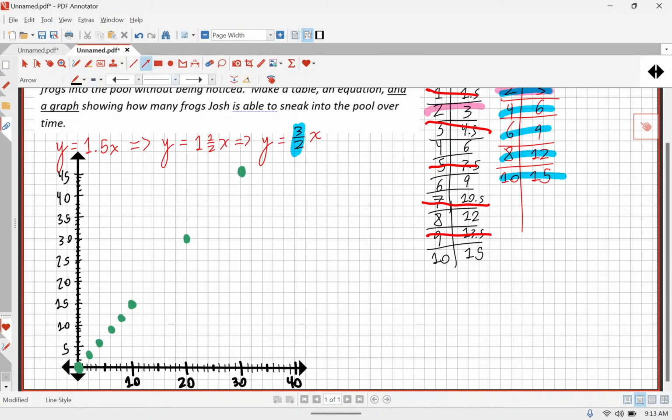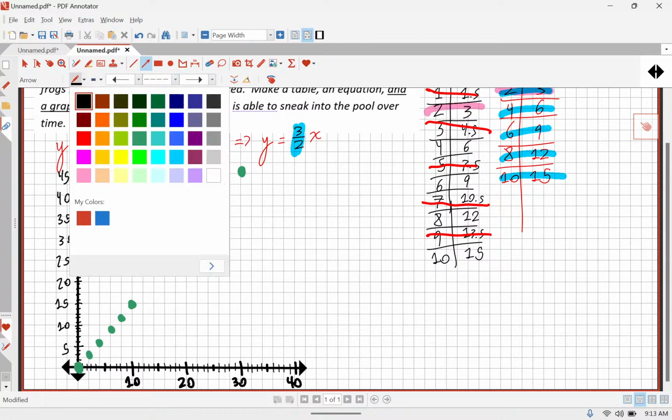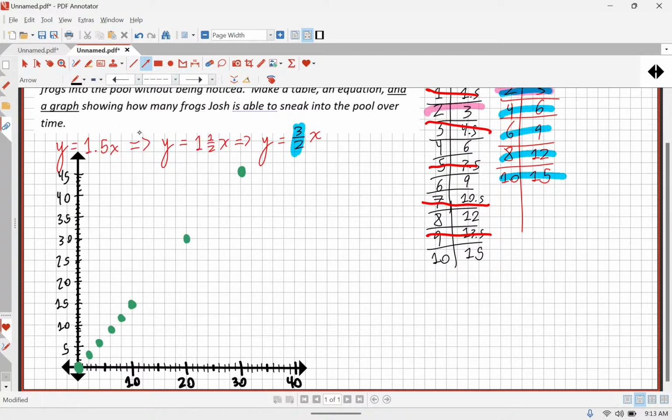But you guys will notice that I can connect those with a line. It would be a dashed line because we're counting frogs. But again, no one's going to test you on whether it's going to be dashed or solid. But here's the big idea. This is what we're chasing today.